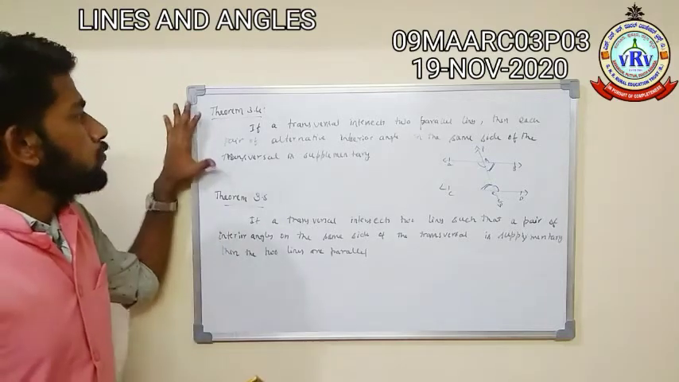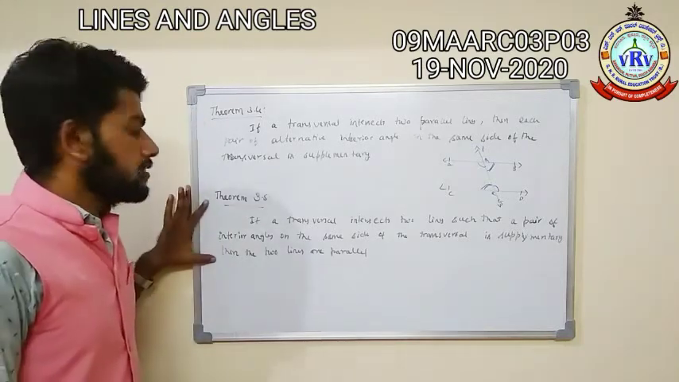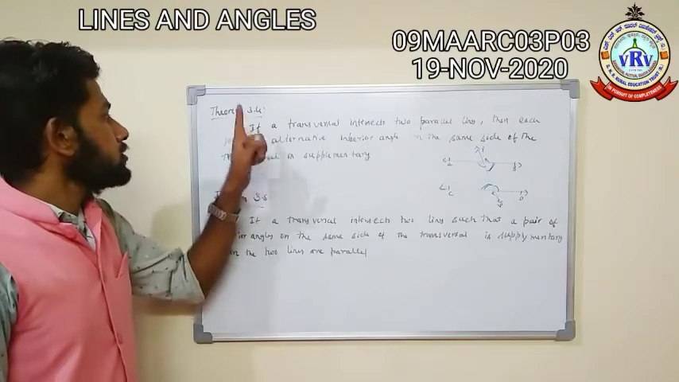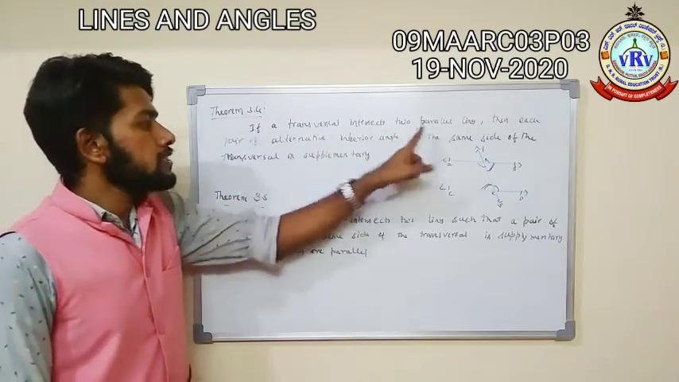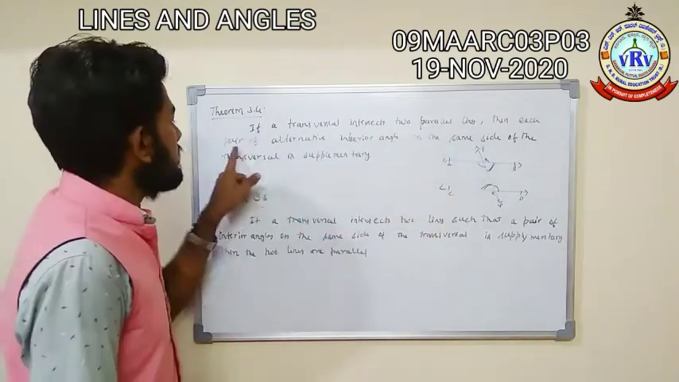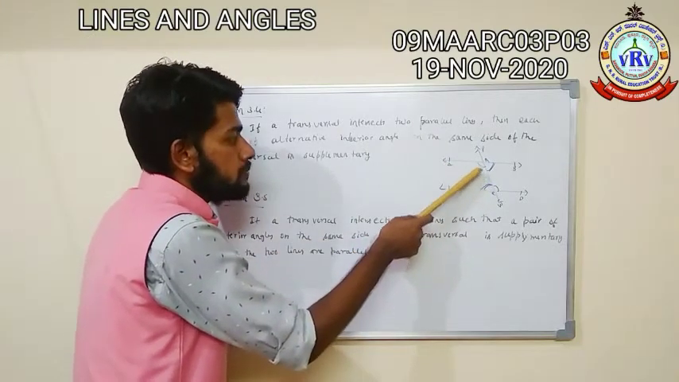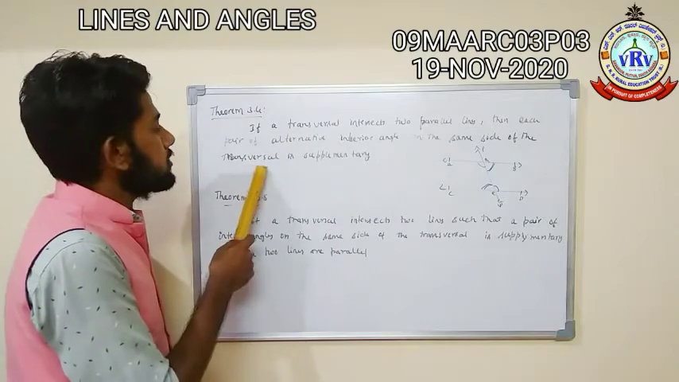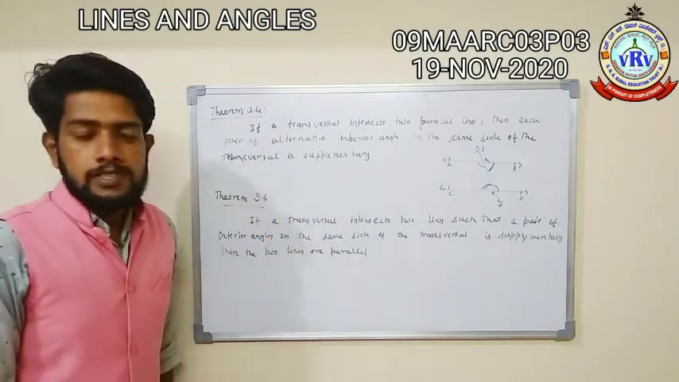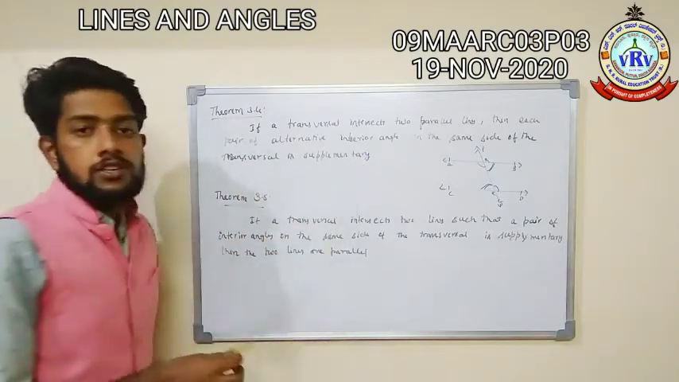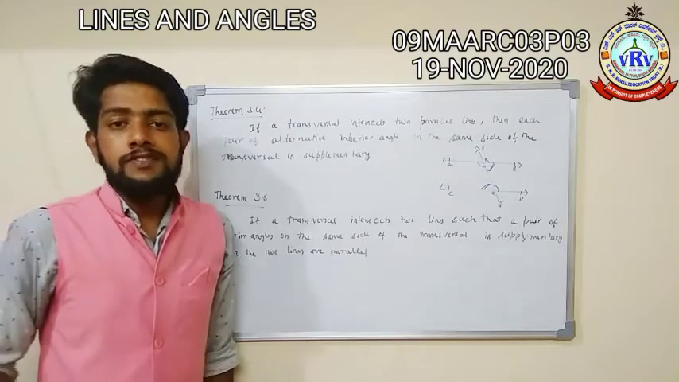Similarly, try to prove 3.4 as well as 3.5. 3.4 states that if a transversal intersects two parallel lines, then each pair of interior angles on the same side of the transversal is supplementary. Supplementary means the sum of the two angles is equal to 180.